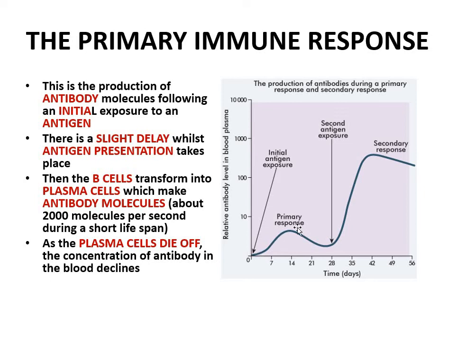First of all, it's often a lot slower, and you have to know the difference between why the first one is slower and the second one is much more rapid. So there's a delay because we have to produce these antigen presenting cells. We have to do the initial working out that it's a pathogen, and we have to present it. So this takes a little bit longer, and then forming these memory B cells.